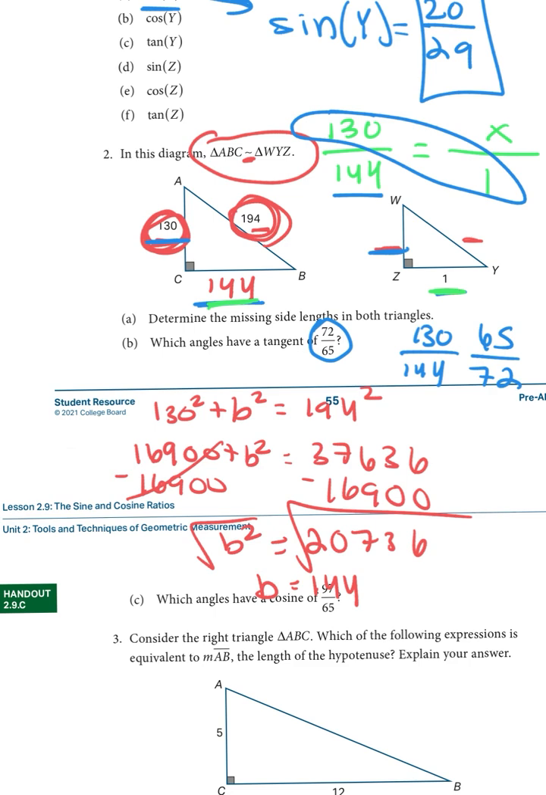65 divided by 5. Yeah, because to get 65, I would have to multiply 13 times 5, and to get 72, that's 9 times 8, which I cannot divide by any of those. So this right here is 65 over 72.